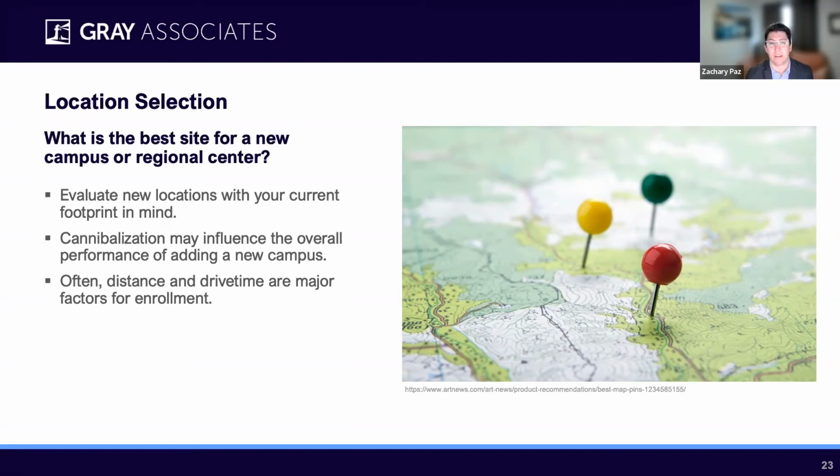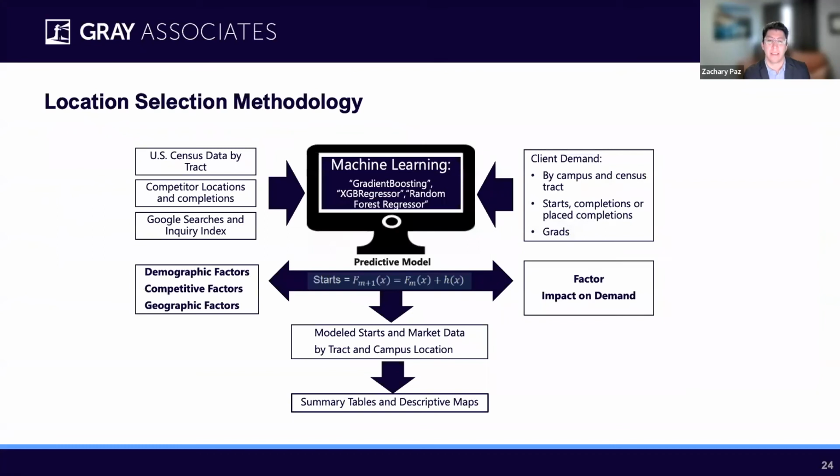And really consider not just the new location, but how does that play with your current footprint in mind? A few things you need to take into account are how this new location will potentially cannibalize your other sites or even your main campus, and also drive time and distance, which are often one of the biggest factors to keep in mind when thinking about location. So how could you go about doing this? There are many different methodologies you can use.